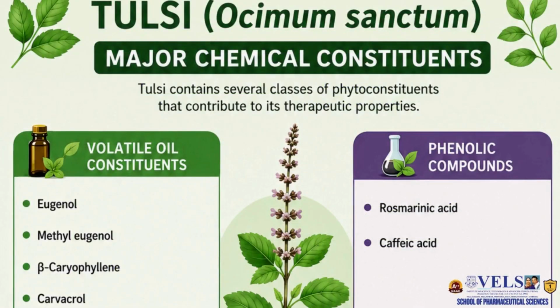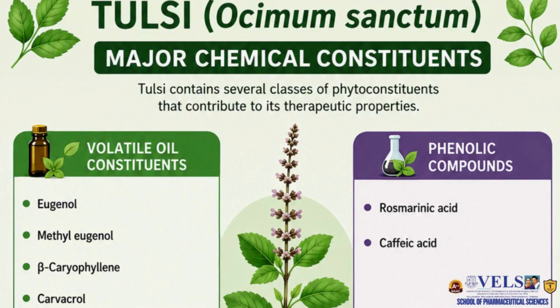Moving on to the major chemical constituents of Tulsi, the plant contains several important classes of phytoconstituents which contribute to its pharmacological properties. The volatile oil contains compounds such as eugenol, methyl eugenol, beta-caryophyllene, carvacrol, and linalool, which contribute to its characteristic aroma and various biological activities.